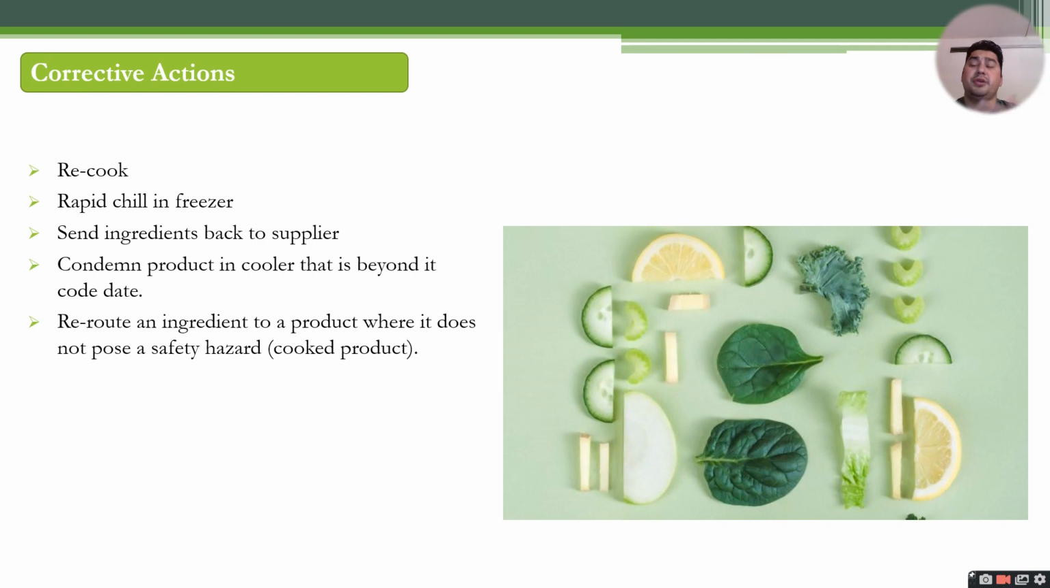Corrective action, you can do the recook. As I said, if the temperature is not meeting 75 degrees Celsius, you can recook. Rapid chill in freezer. Send ingredients back to supplier if your ingredients are not matching what you have ordered. Condemn product in cooler that is beyond its code date. Then reroute an ingredient to a product where it does not pose a safety hazard, such as a cooked product. So all these steps you can check as per the product, as per the process, as per the CCP, and you have to take the corrective actions.